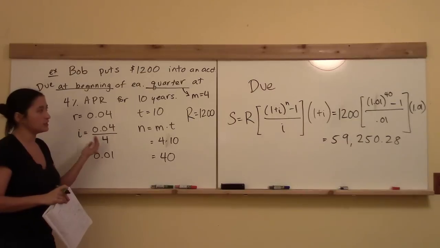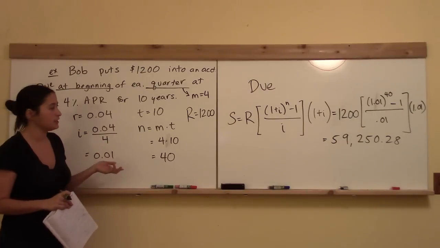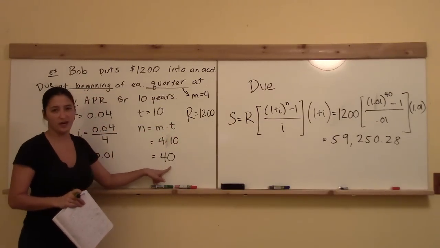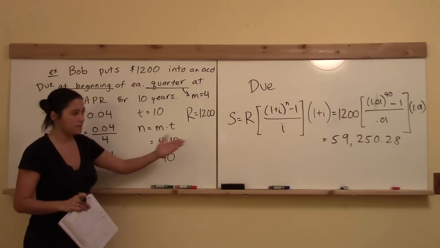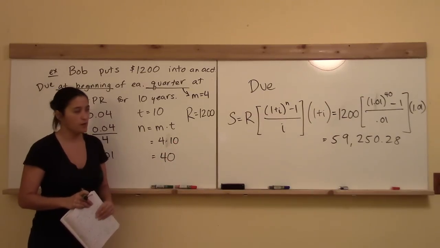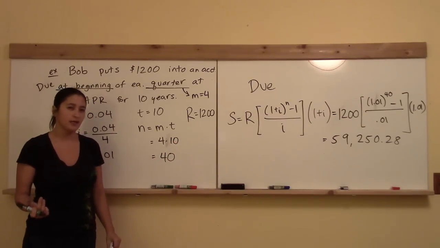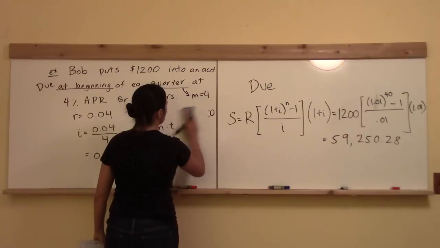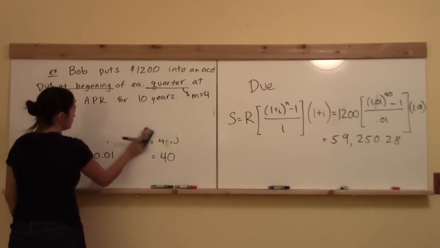Okay, when you really think about the amount of money that he put in, $1,200, and he put that in 40 times, right? And then he got 59,000 some odd money out. How much money did he actually put in? How much interest did he earn? Okay, so let's answer that question on this board over here. Try to figure it out.